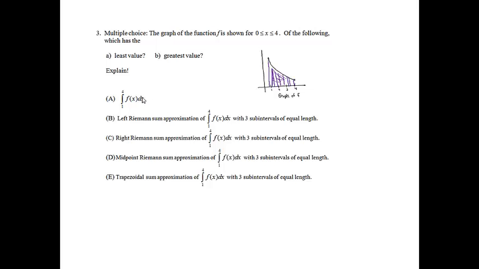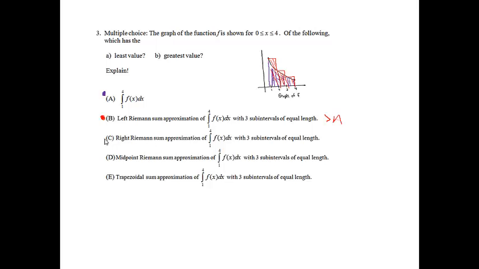All right, for part B, I'm going to change my colors. For B, I'll use red. The left Riemann sum with 3 subintervals of equal length. So we'll draw 3 rectangles, and they need to start from the left and work to the right. And so you'll notice that approximation ends up being a little bit over the curve. So this is definitely greater than A so far.